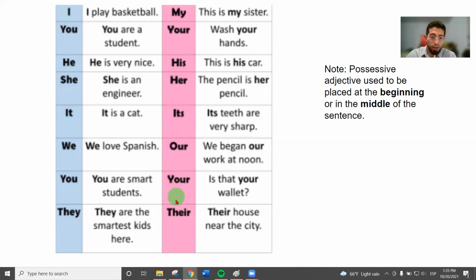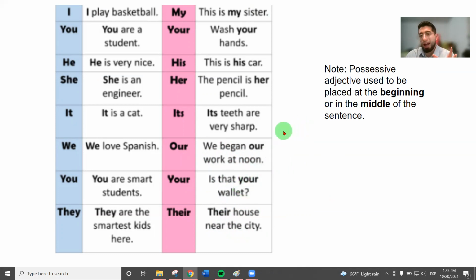For example, con their, right? Que we say their house is near to the city, right? Entonces decimos como su casa cerca de la ciudad, ¿listo? Su casa cerca de la ciudad. Or is that your wallet? Como es esa o es esta tu billetera, right? Your wallet, your wallet. Muy bien, chicos.